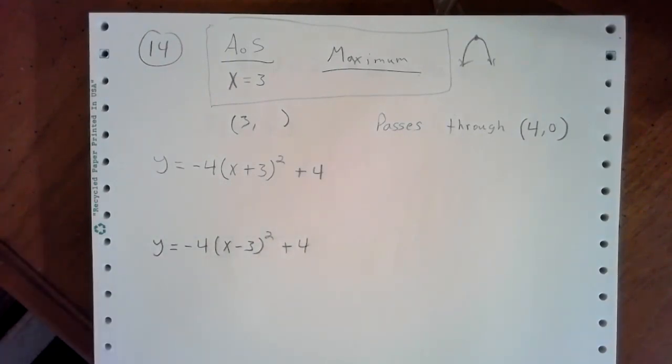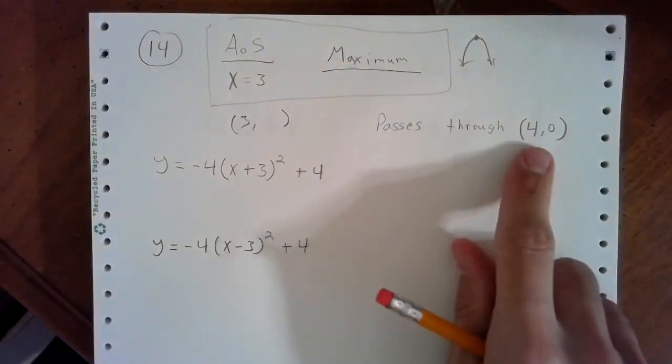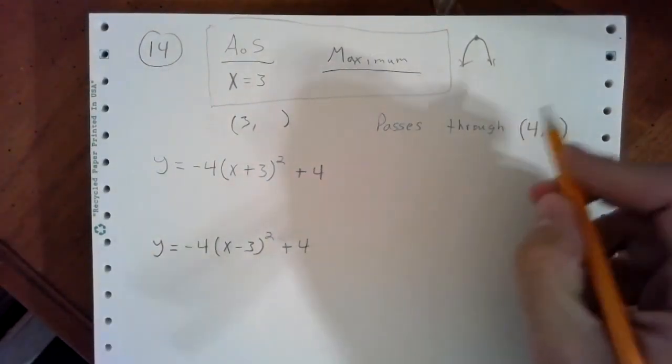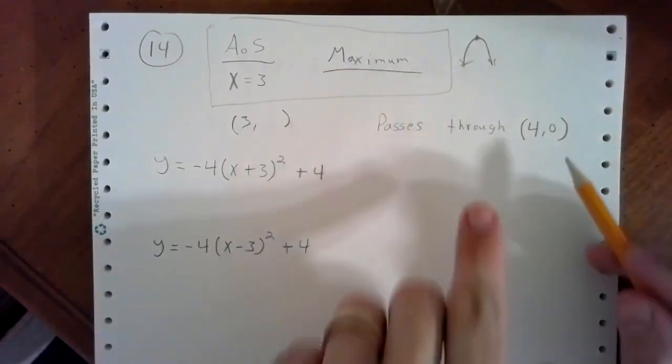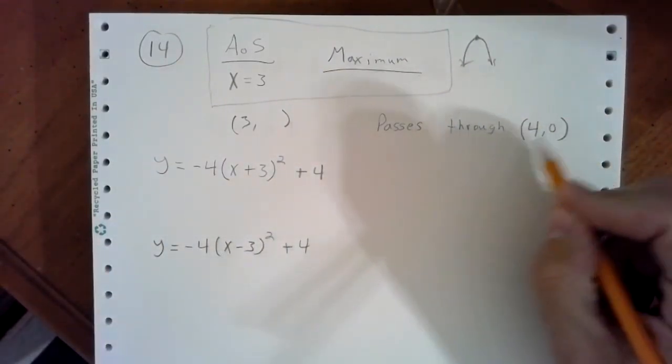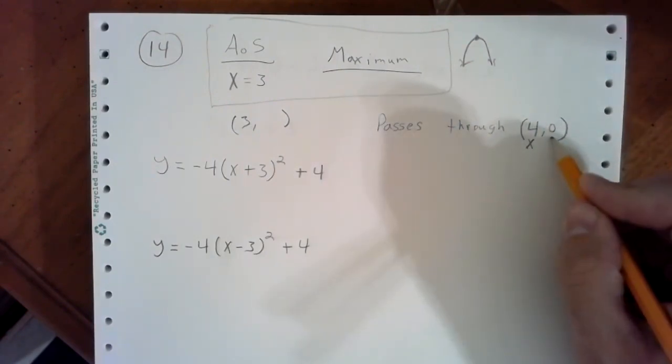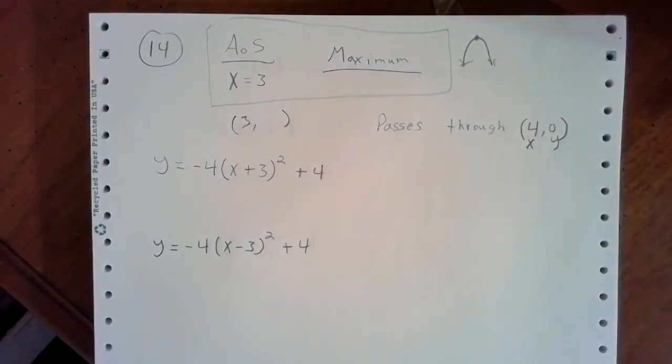The other way you could have solved this is using this passes through the point thing. Now all this means is that if you were to graph it, it would pass through that point. But algebraically, you can prove it by plugging in 4 for x, and you should get 0 back for y. So I'm going to plug in 4 for x here.